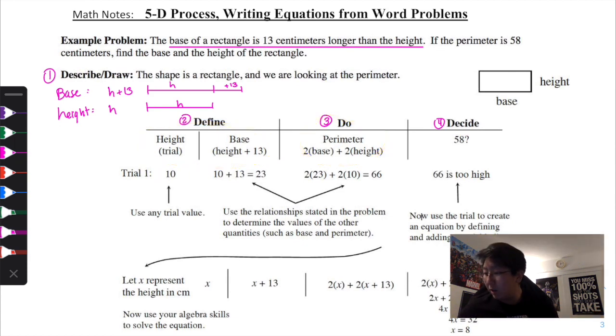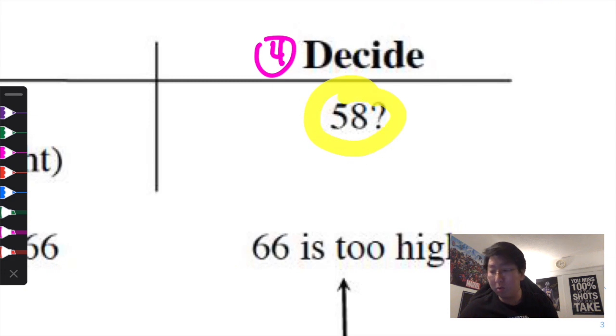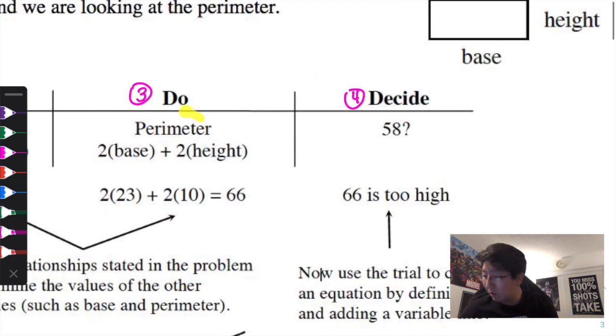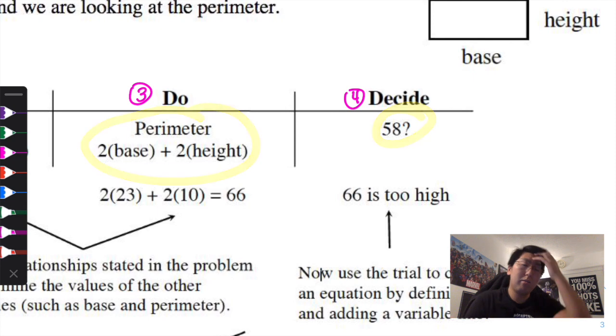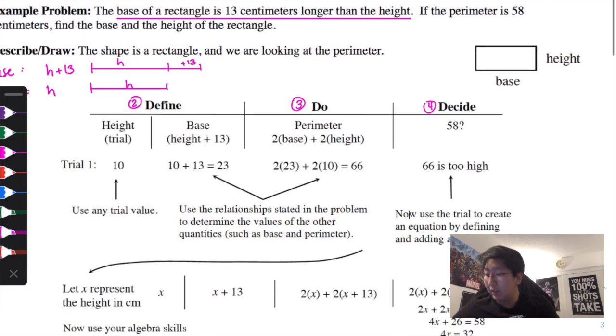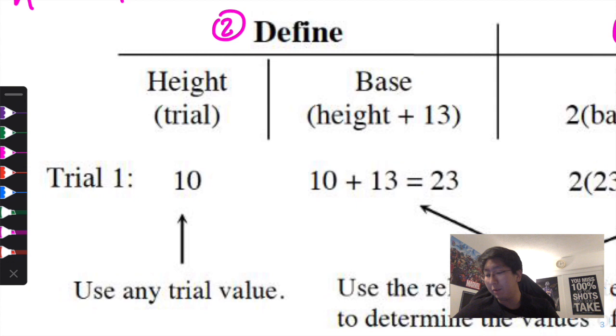The last step is to decide, once we do whatever we do, is the perimeter going to equal 58? Now I don't want to confuse you here, but that's 4 of the 5D. But here, what we can do is guess. If we don't know the height, we can guess. So there are these trials that you'll see. You can use any trial value, plug in any number. So let's say that the height is 10. I don't know if the height is 10. This is a guess. And you could guess all day long.